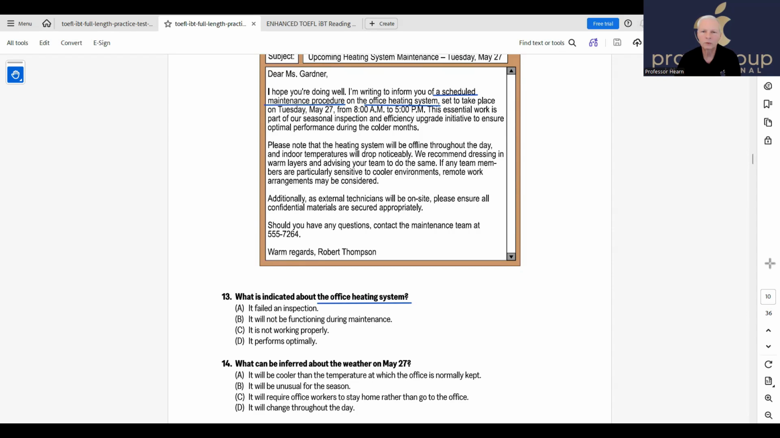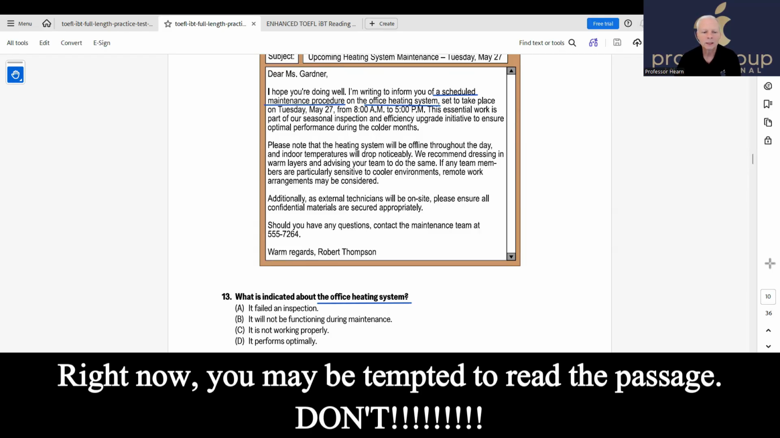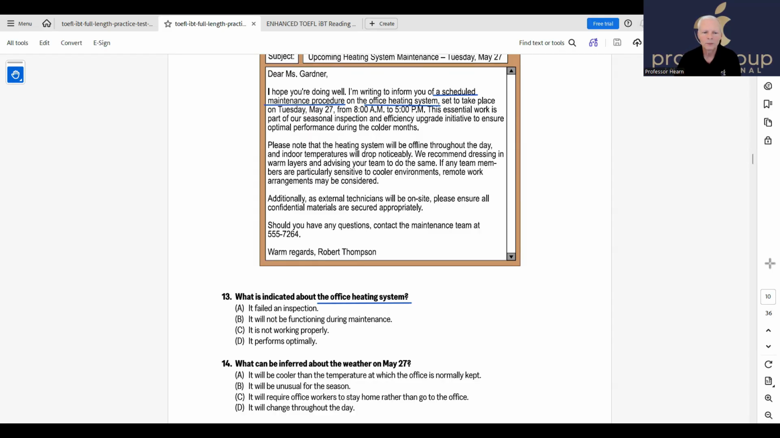We have A, it failed an inspection. Nothing there. B, it will not be functioning during maintenance. We don't know that. C, it is not working properly. We don't know that either. D, it performs optimally. We don't know that. We only know that it's scheduled for maintenance. Now let's read the related sentence.